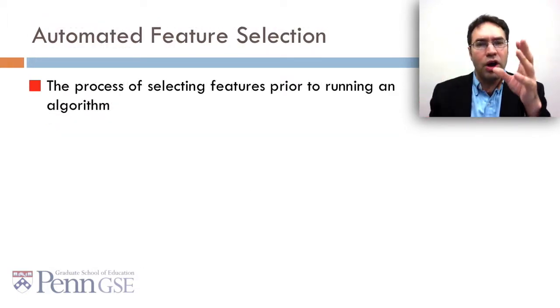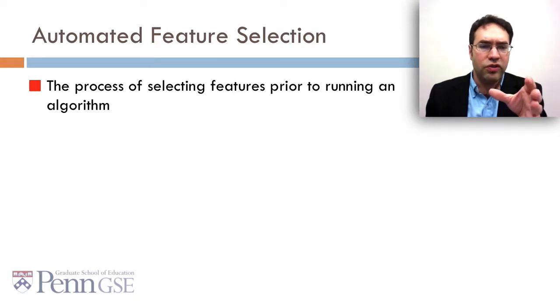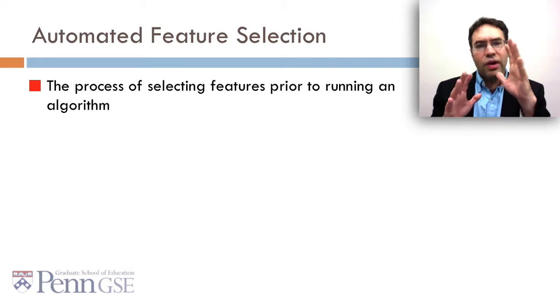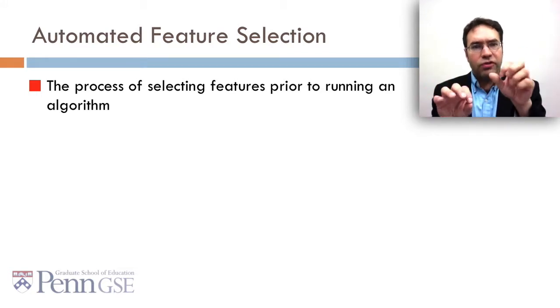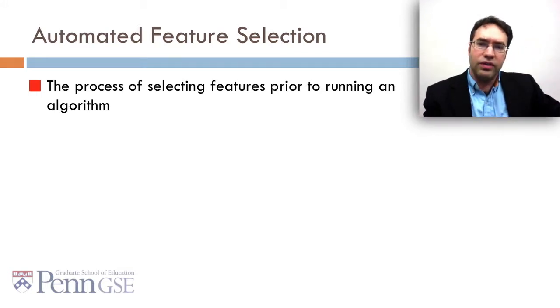Now let's move to talk about automated feature selection. Automated feature selection is the process of selecting features prior to running an algorithm. So rather than selecting features within your algorithm, first selecting the features before you even get to it.